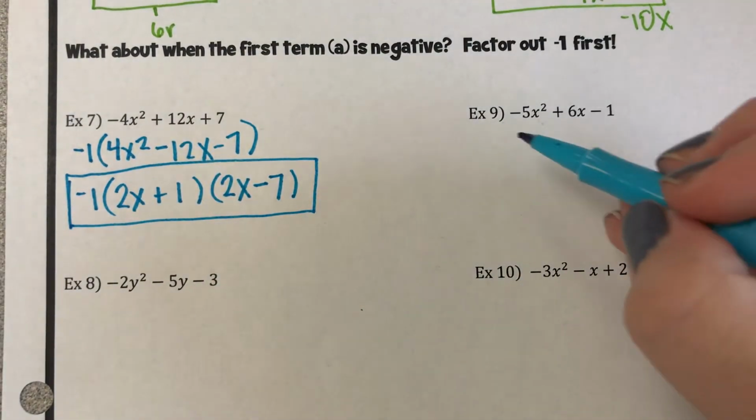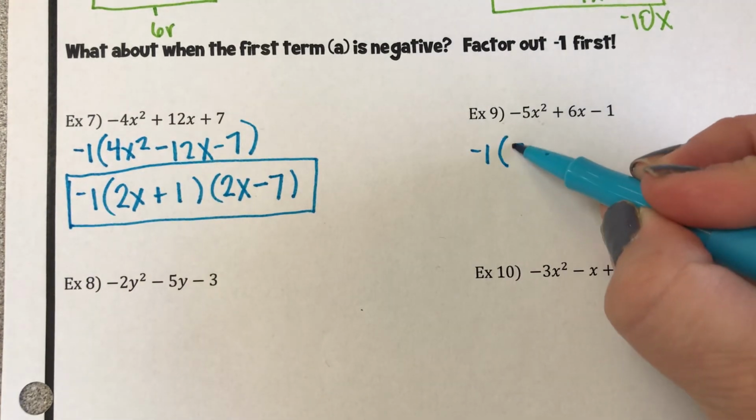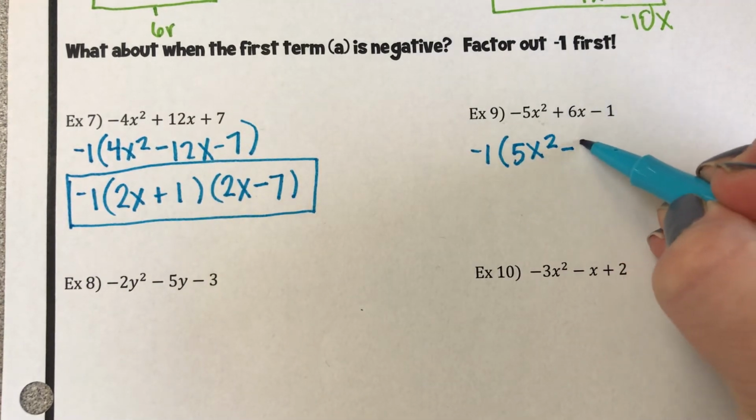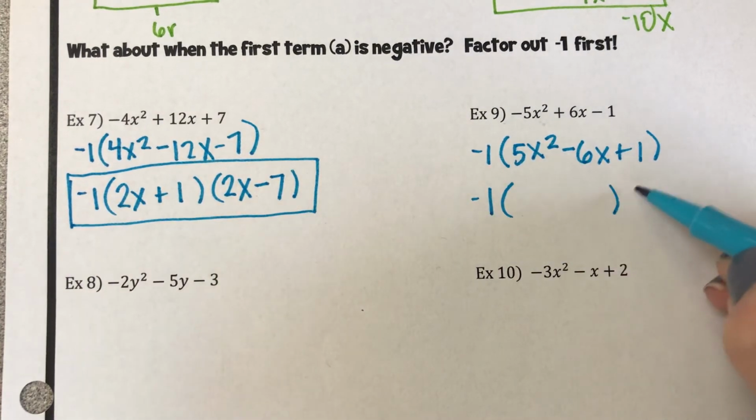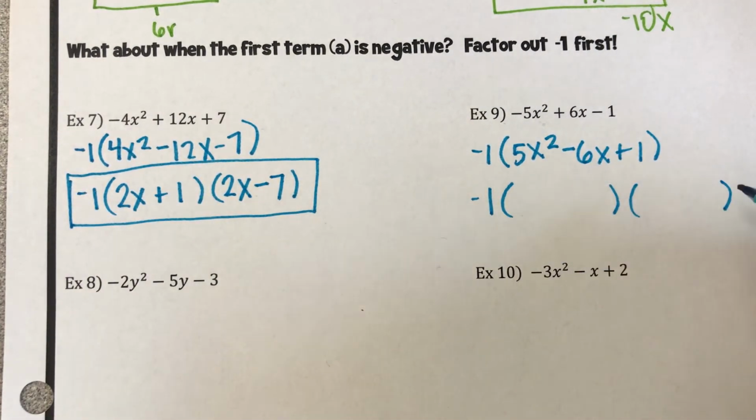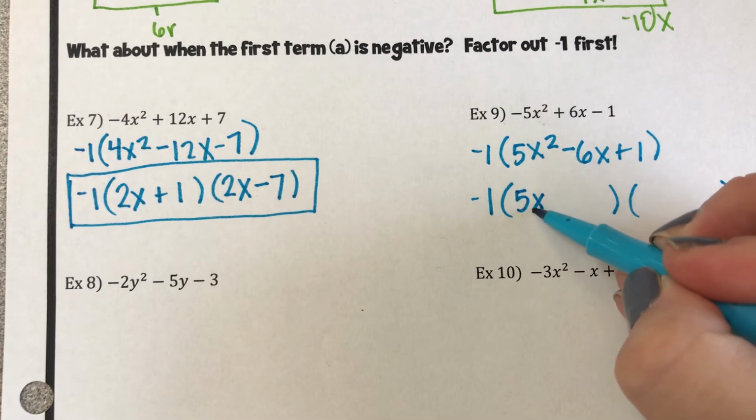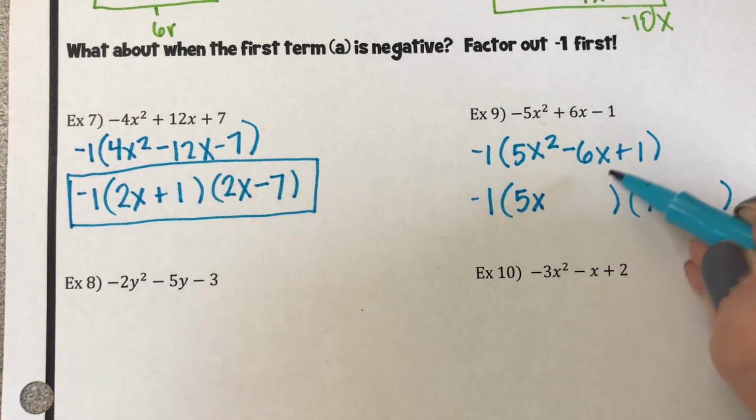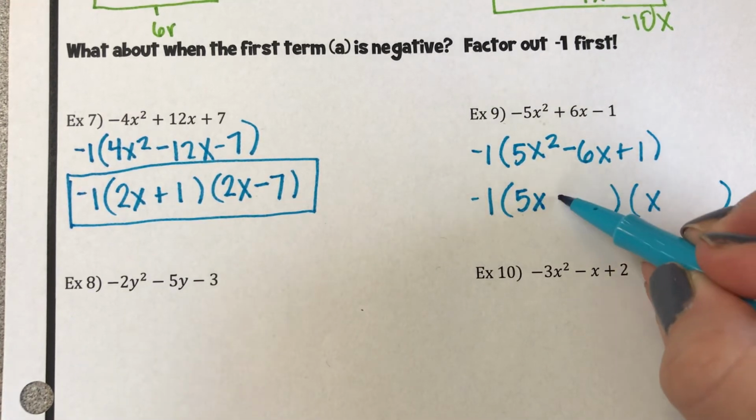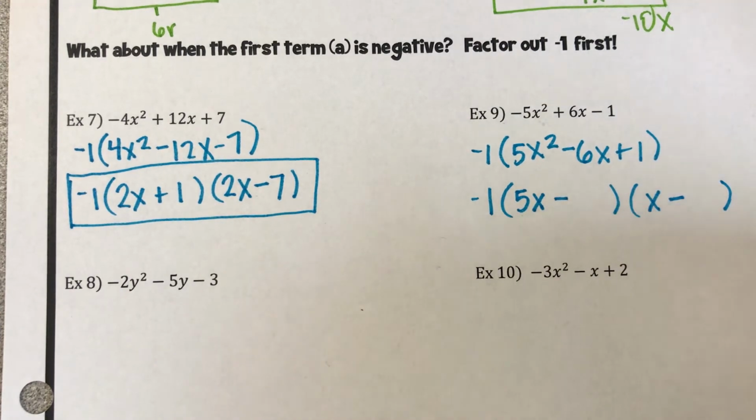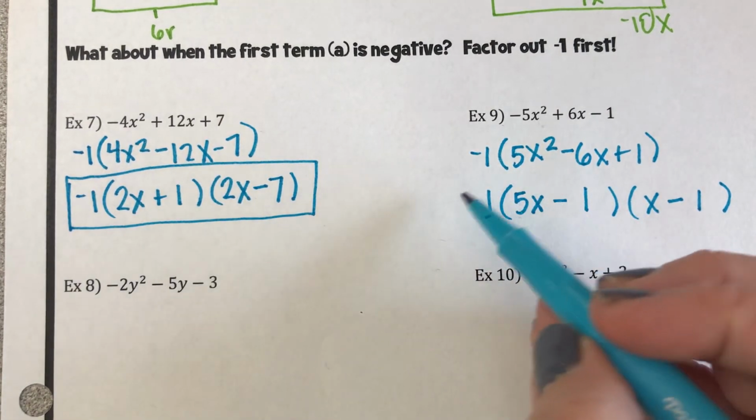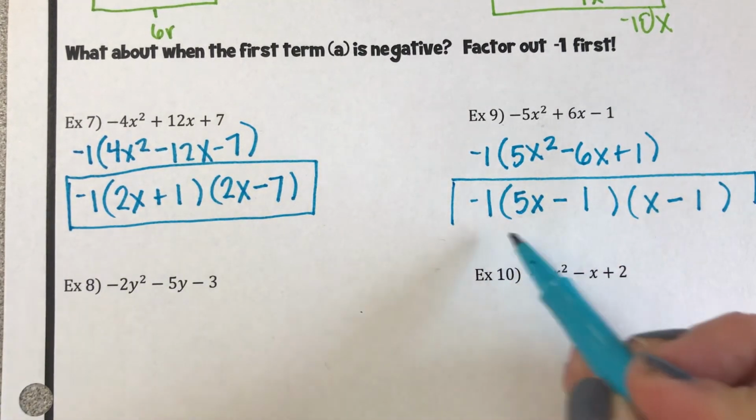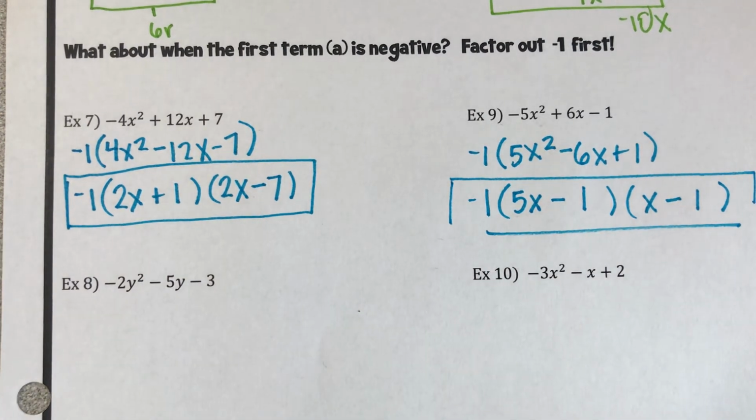Okay, I'm going to skip to number 9. Factor out negative 1: 5x squared minus 6x plus 1. Negative 1, do my 2 parentheses to make 5x squared. I'm going to do 5x and x, with 2 of the same sign, 2 minuses. And then to make 1, this is real easy, 1 and 1. Negative 5x minus an x is negative 6x, so I know that that's the correct factorization. And then let's do the last 2.